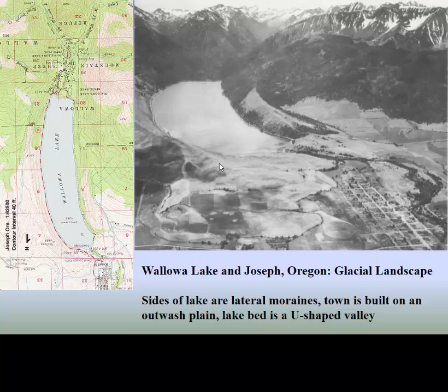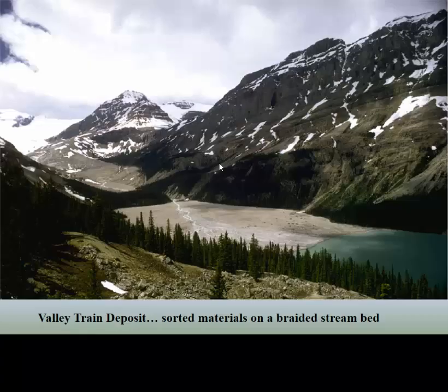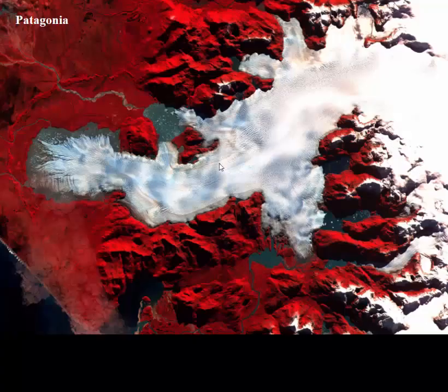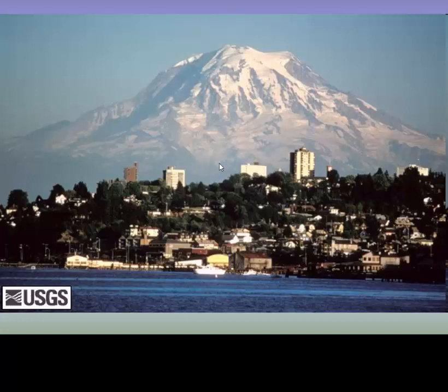in northeastern Oregon here. So this is Wallowa Lake, and this is part of your glacial landscape. And these are some pictures from that area that I've taken in the past. This is Patagonia down in Argentina, Mount Rainier, and this is Mount Rainier once again. So like I said before, imagine if this were to flash melt, where would all of this go?